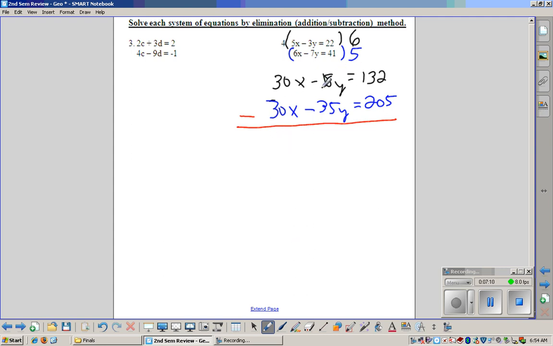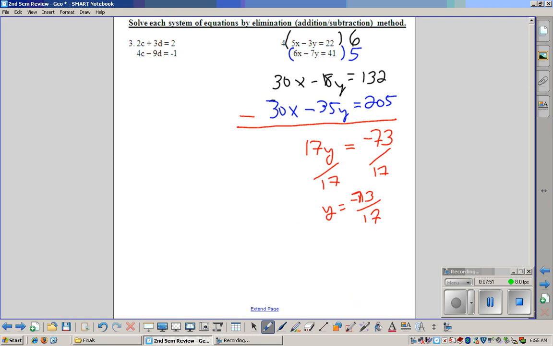So 18y minus negative 35y. That's where some people mess it up. Look at that. That's 18y minus negative 35y, which is plus. Ends up being 17y's. And then 132 minus 205 is negative 73. And if we divide both sides by 17, we get y equals a really, really messy answer. Okay, I'm going to leave it in fraction form, negative 73 over 17. That is the answer.